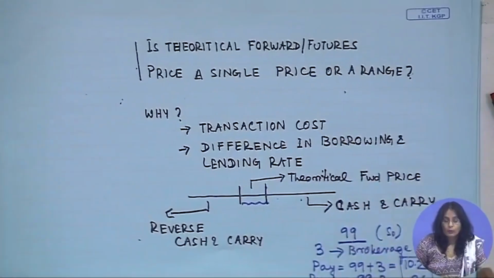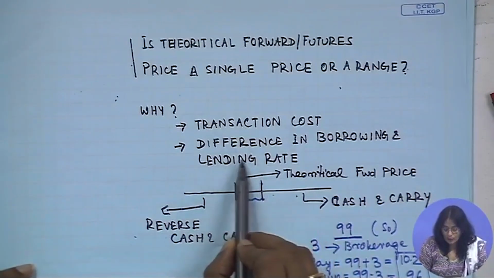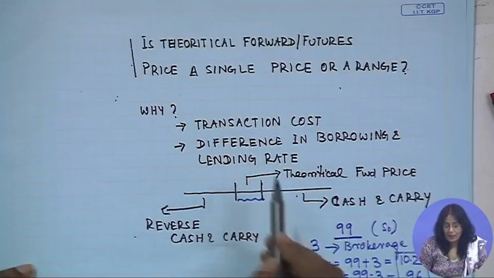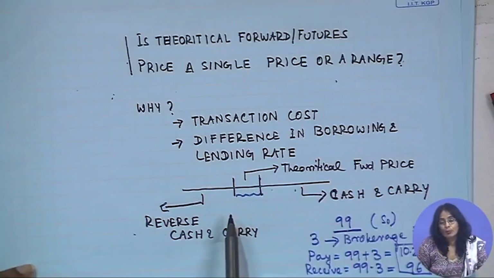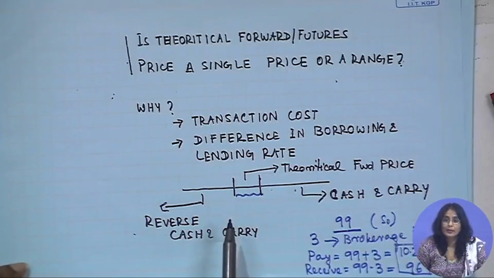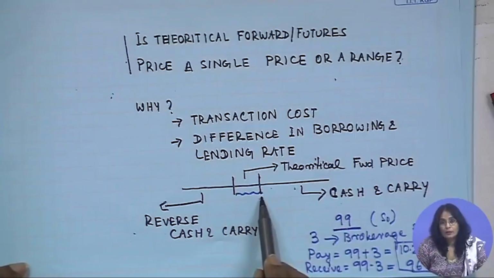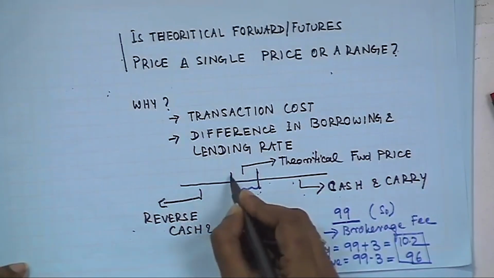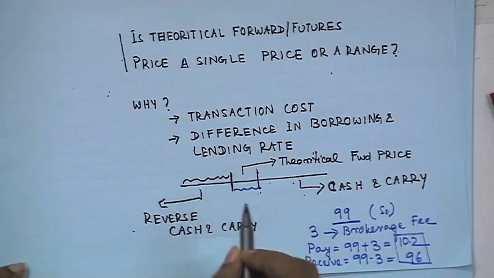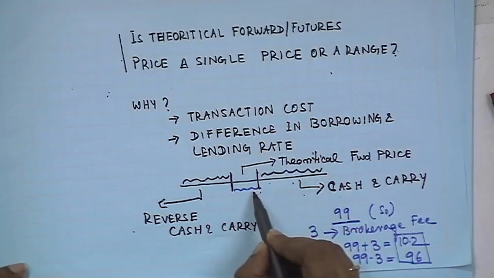So why will it be a range? It will be a range because of the transaction cost and also because of the difference in borrowing and lending rates. So the theoretical price is not going to be a single price because of the difference in borrowing and lending rates, transaction costs, and the bid-ask spread. All these will be factored in to calculate a range. If the actual price is greater than the upper bound, then we will have cash and carry arbitrage, and if the actual price is less than the lower bound, then it will be a reverse cash and carry.